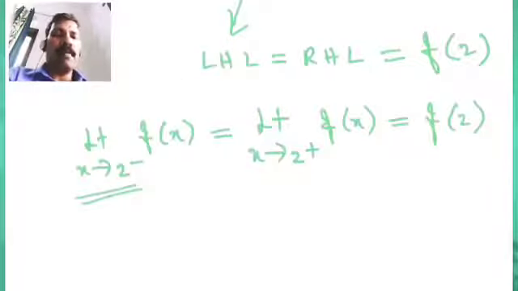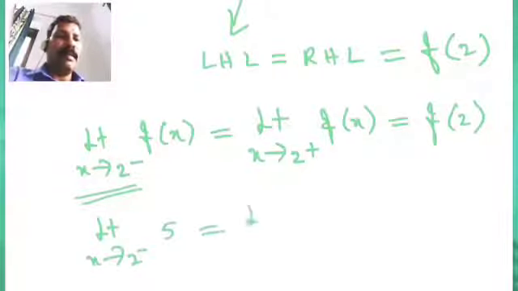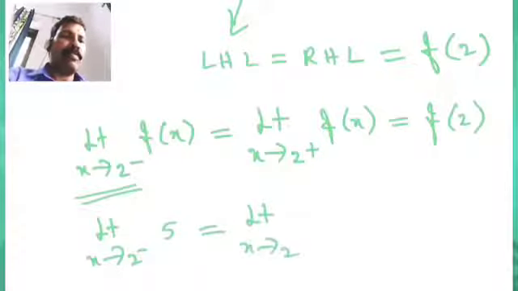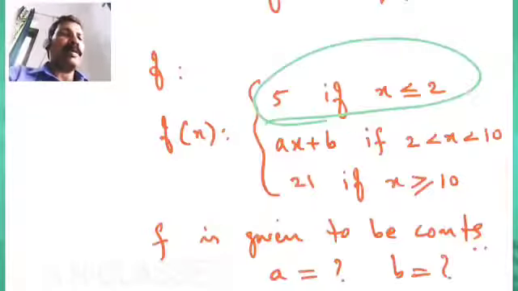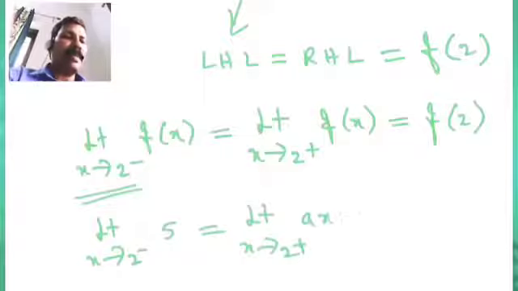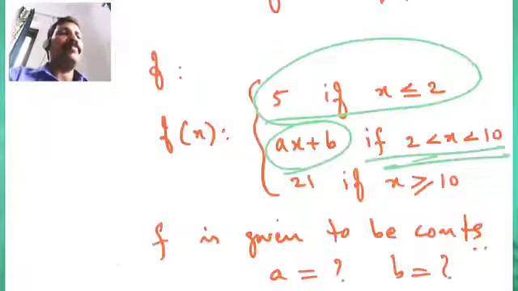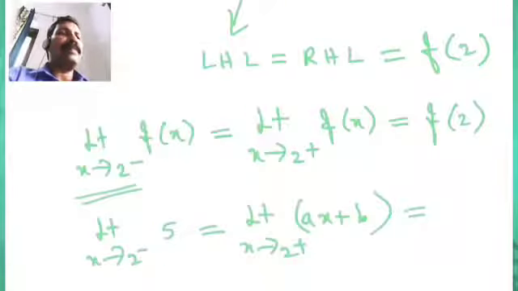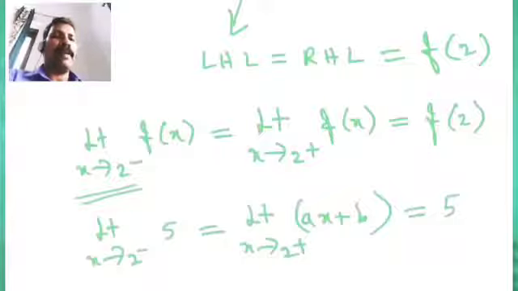So you can have limit as x tends to 2 minus of 5, that is equal to limit as x tends to 2 plus. When x tends to 2 plus, it is coming here, that is ax plus b. That is equal to f of 2. f of 2 means when x equal to 2, that is 5 again. So you can have 5.